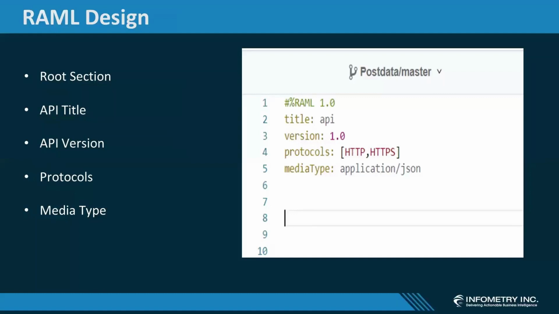Media type is nothing but what type of response we're going to get from a particular API. It is also an optional parameter. If it is not defined, it will take the API level response type that we're going to define. We'll be discussing more about response type and media type in the coming slides. So these are all the initial root section, the information it will contain in the root section of our RAML.